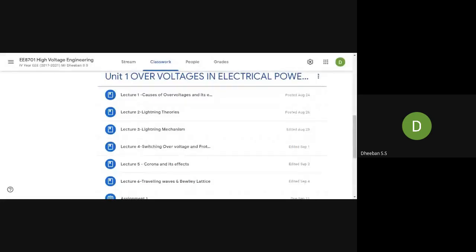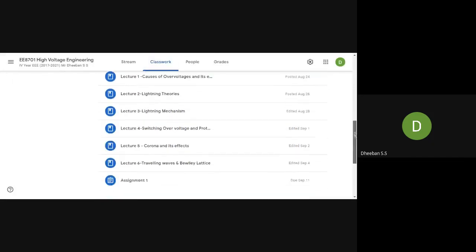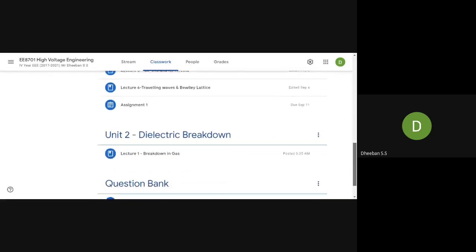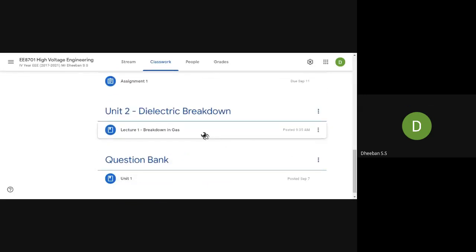Given in a clear format. Okay, regarding your first unit. Okay, so now we'll be moving on. So try to complete the assignment also in the time. Okay, so now we'll be moving on to the dielectric breakdown.